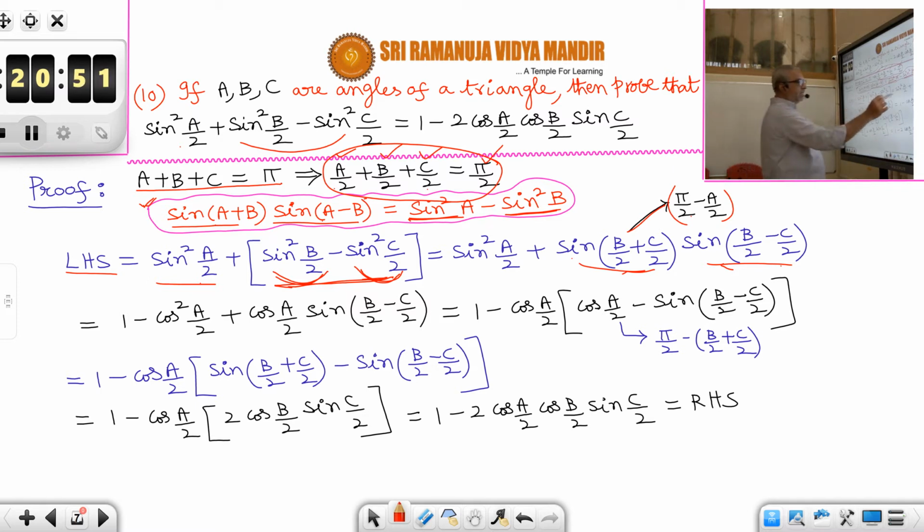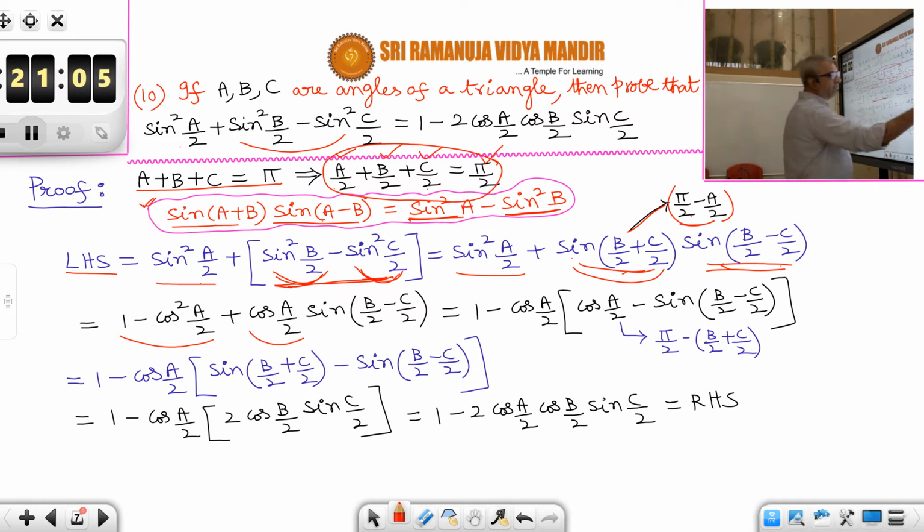Okay. But now here in the next step, sin square a by 2 is written as 1 minus cos square a by 2. This sin of 90 minus a by 2 has become cos a by 2. The other term, sin of b by 2 minus c by 2, is as it is, no change. Now in the second term and third term, cos a by 2 is common. So we'll take minus cos a by 2 common.